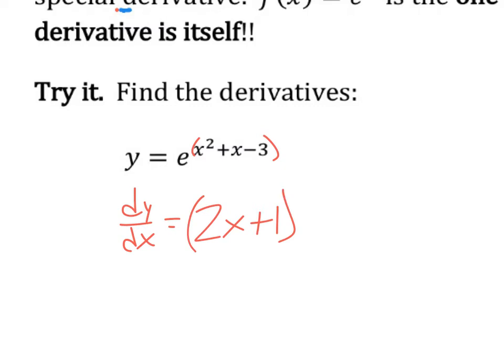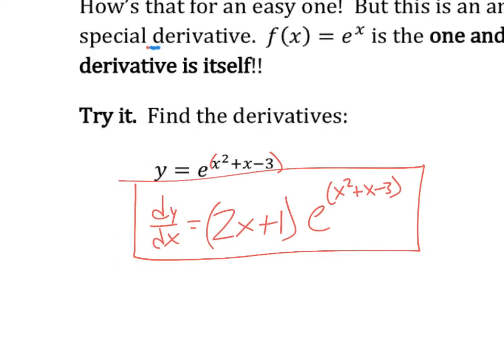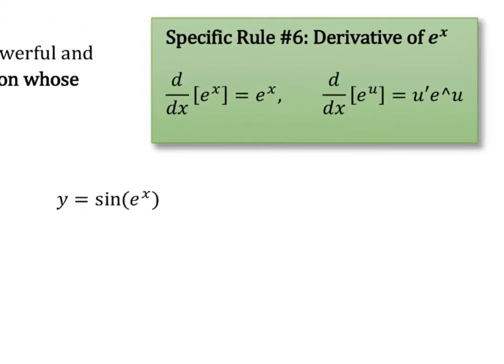Well, remember the whole thing is that it doesn't change. e to the u is e to the u times the derivative of u. So x squared plus x minus 3 in the exponent. And this is obviously exactly what we started with, and that's the whole point. The derivative of e to the x is e to the x. The derivative of e to the u just means we need to do the chain rule.